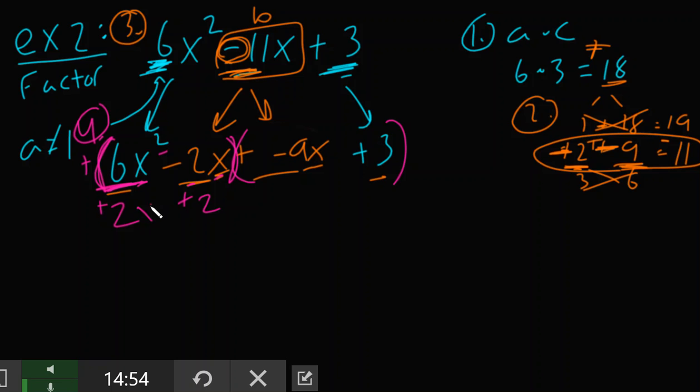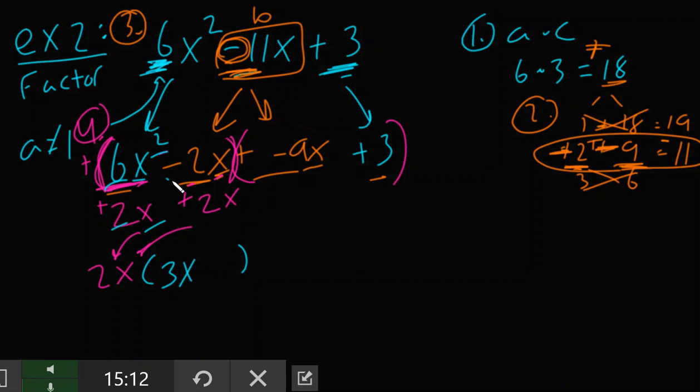So I divide both by 2x. Now remember, when I divide it out, or when I factor it out, I'm bringing it out into the front, and then I'm saying, what are my leftovers? Well, 6 divided by 2 is 3, and x squared divided by x is x.